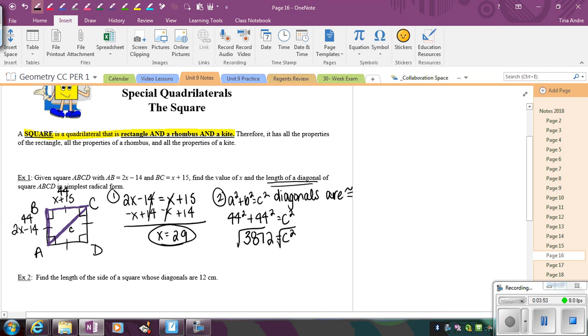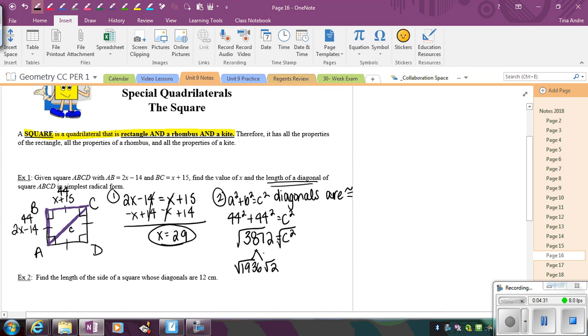So 44 squared was 1936. Since I had two of those, I know that this number here has to be divisible by 44 squared. So when I go to break this down, I know that the largest perfect square in it is actually 44 squared. So 3872 divided by the 44 squared is going to give me 2. There's 2 of them in there. So the 44 squared is the 1936. And then there's 2.